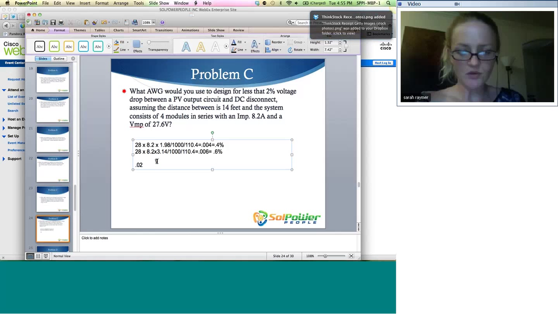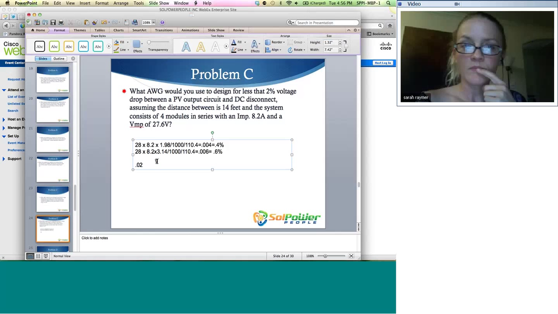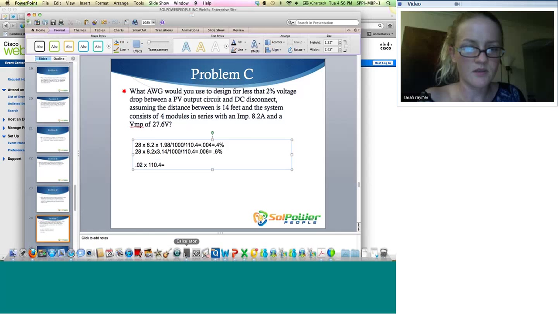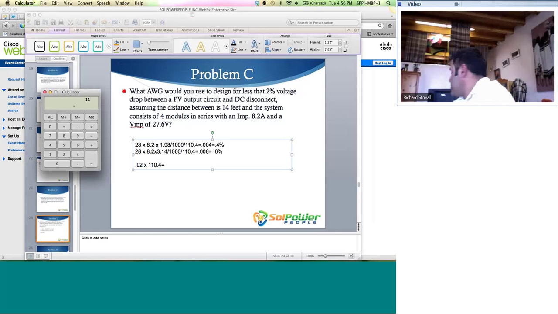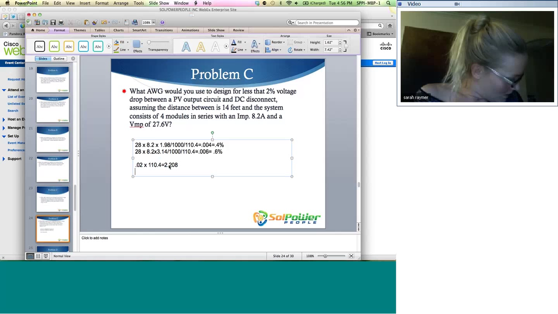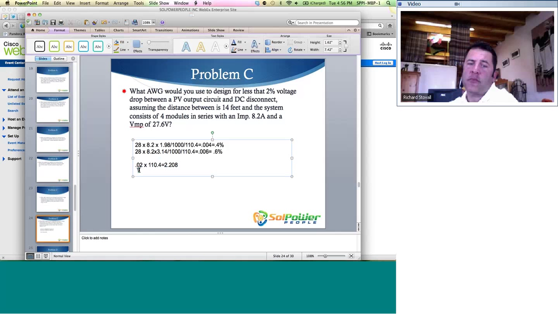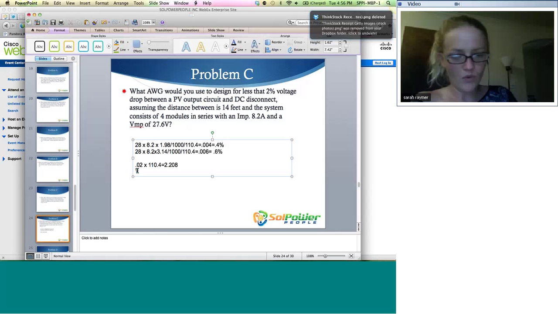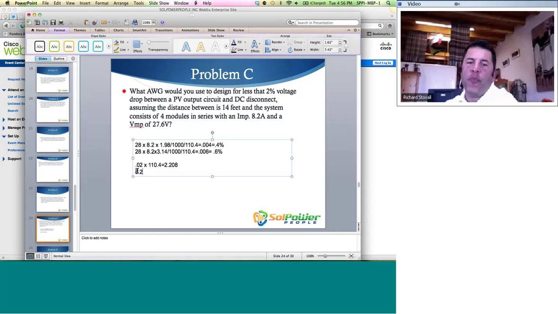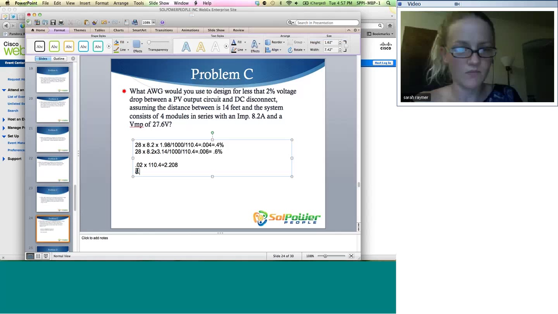We're going to multiply that, doing the equation backwards, by the system voltage. And that will give us how many volts you can lose without exceeding 2%. Right. So then we're going to take our IMP of 8.2. Well, if you want to draw the equation out, you would start with an open parenthesis, and then do 2.208, that's the numerator.